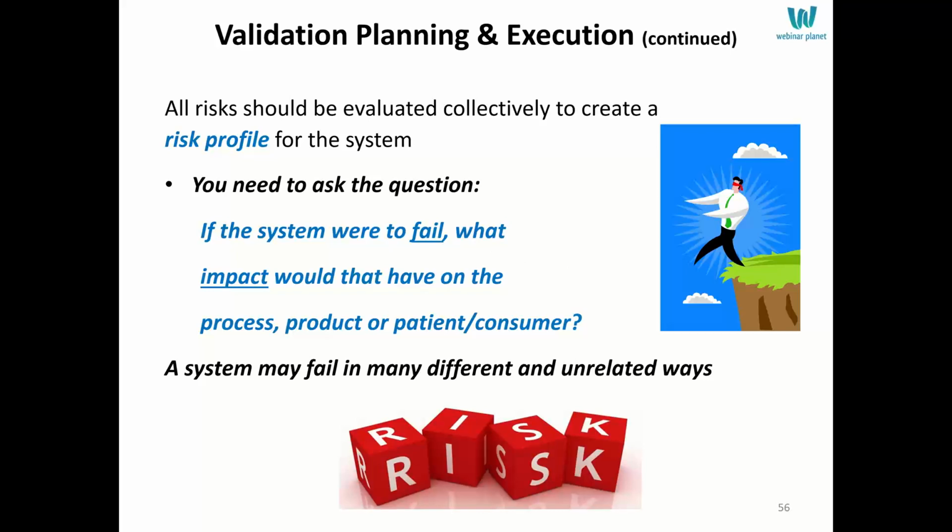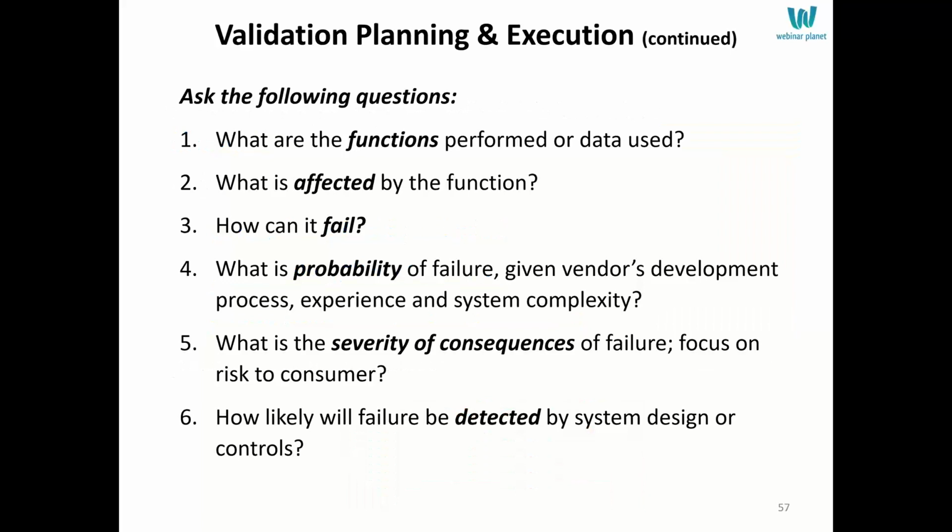So think about at the system level, what would happen? Think about the functions performed, the data used, what's affected by it, how could it fail? And then say, for example, the case of a power outage, or your system is down. How could it fail? The probability would depend on your system and the utilities in your area. The severity would be 0, because with the system not working, you can't produce bad data or have any risk to the consumer. And then how likely would you detect it? With a failure like that, you would detect it immediately. So nothing bad would happen. Your risk would be really 0 at that point, or very low.